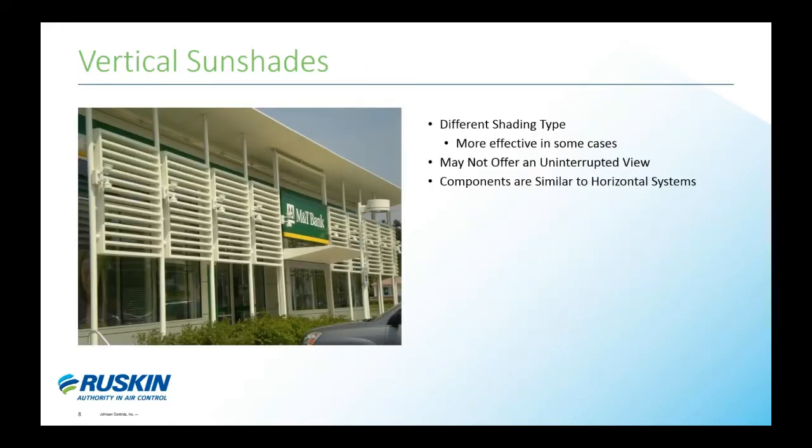Vertical sunshade systems offer a different look and a whole different shading type. Although shading may be more effective with this placement, they may not offer as good of an uninterrupted view like a horizontal system. Some vertical systems are made with similar components to a horizontal system, including outriggers and blades.